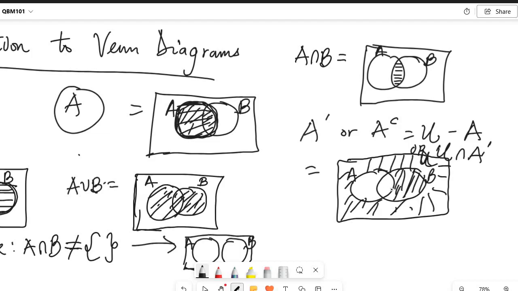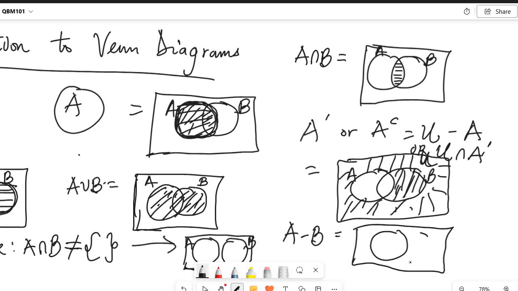I did not shade their intersection because in their intersection there are elements that will be in A. So we seriously don't want A at all, but every other thing in the universal set. So what do you think A minus B would look like then? I'm sure you have an idea of A minus B. A minus B is considering all the elements in A but not in B.